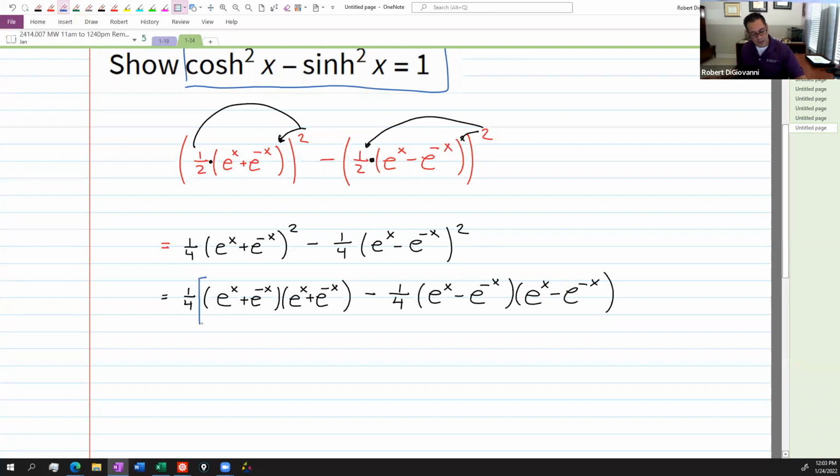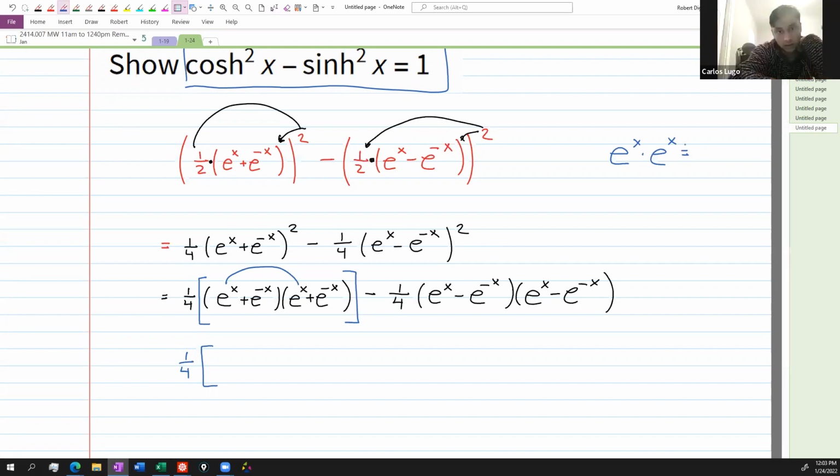Let's do what's in here first. Here's the 1/4. All right, first multiplication, e to the x times e to the x is, what's e to the x times e to the x? Same base. What do you do to the exponents? E to the 2x. You just add the x's together, right? Add these two exponents. Add them, not multiply. So this just becomes e to the 2x.